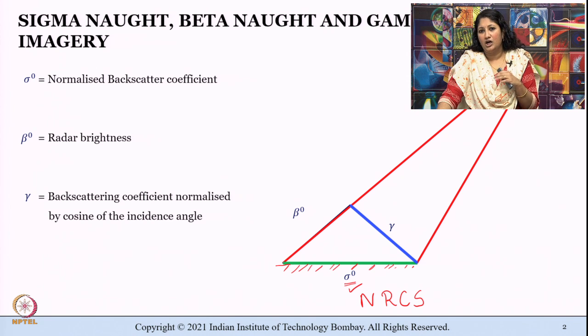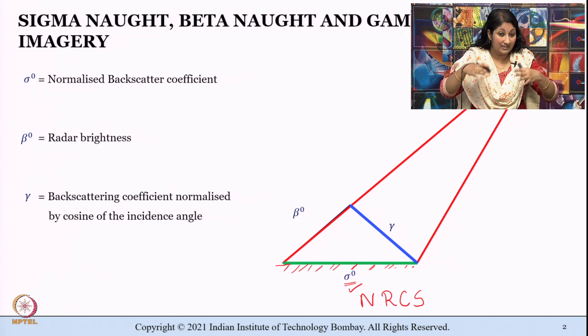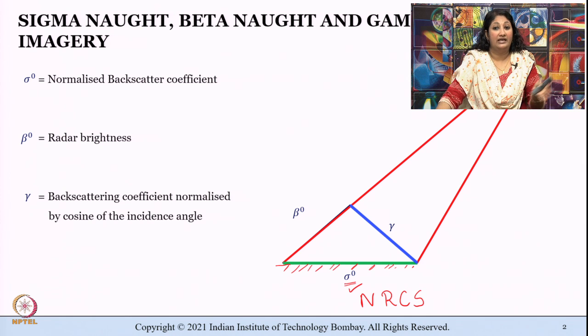Now, assume you do not have access to any topographic information. You do not know how the actual terrain is fluctuating in terms of heights. Then this area is estimated by assuming a flat reference surface like the one shown here. Now, this would be an incorrect representation of sigma naught, because we are using a flat reference surface when actually there are variations in topography.